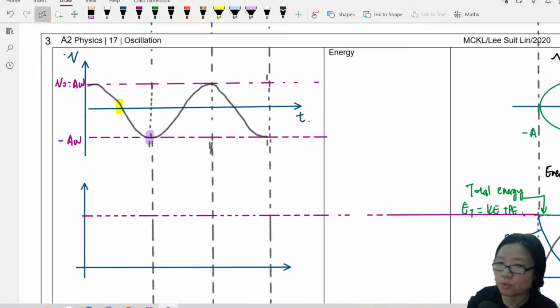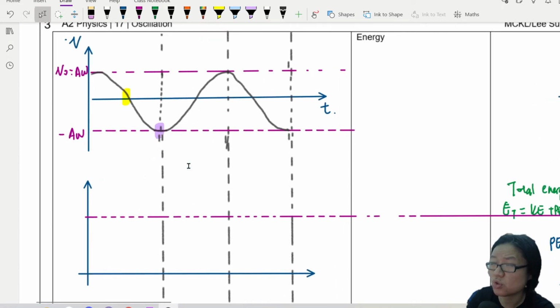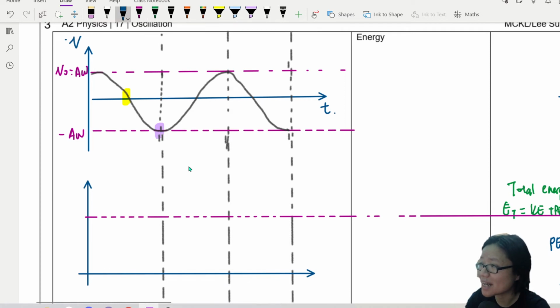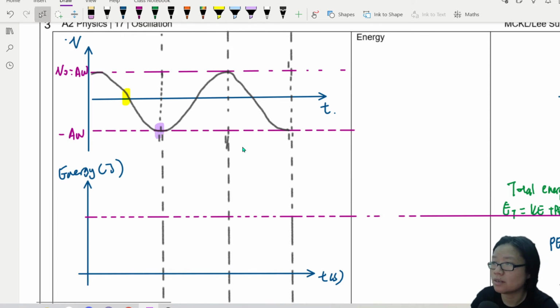Okay, so you can see I brought the VT graph over here, and I'm going to try to draw energy against time. Let's think about the easiest one, kinetic energy. Energy against time. You want to put unit, can? I put joule lah. Alright, so kinetic energy, KE, is equal to half mv squared.